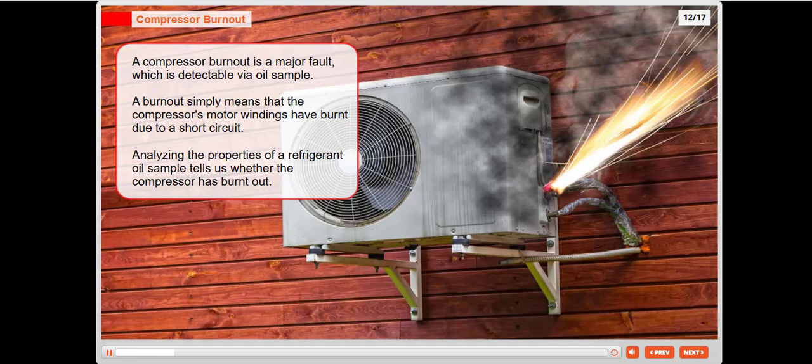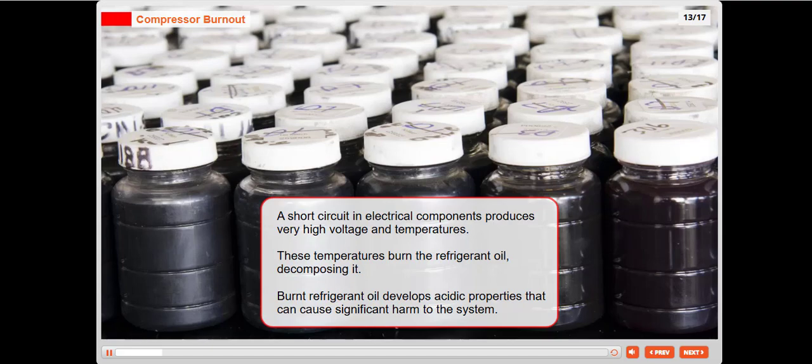A compressor burnout is a major fault, which is detectable via oil sample. A burnout simply means that the compressor's motor windings have burnt due to a short circuit. Analyzing the properties of a refrigerant oil sample tells us whether the compressor has burnt out. A short circuit in electrical components produces very high voltage and temperatures. These temperatures burn the refrigerant oil, decomposing it. Burnt refrigerant oil develops acidic properties that can cause significant harm to the system.